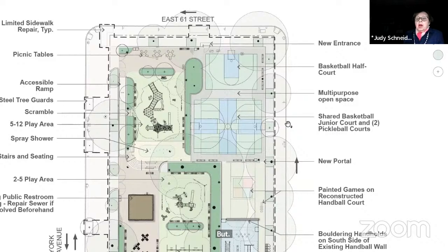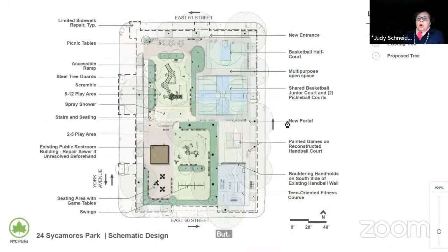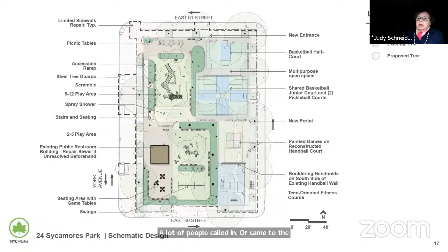I see a lot of hands. A lot of people called in or came to the full board meeting, and that's why the plan was voted down. Got a lot of requests for basketball, requests for space for children to be able to run around, ride their scooters, etc. And they were just very, very unhappy with the plan, and the full board voted the plan down. And then the Parks Department spent a lot of time redoing it, and now John is giving us what they've come up with.